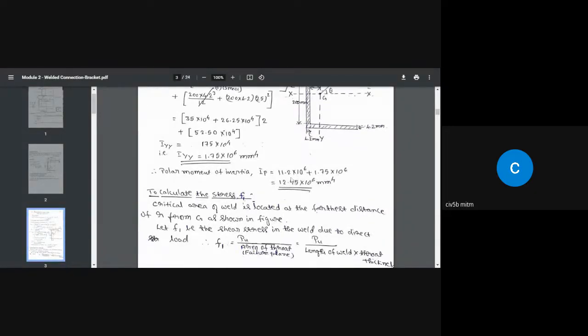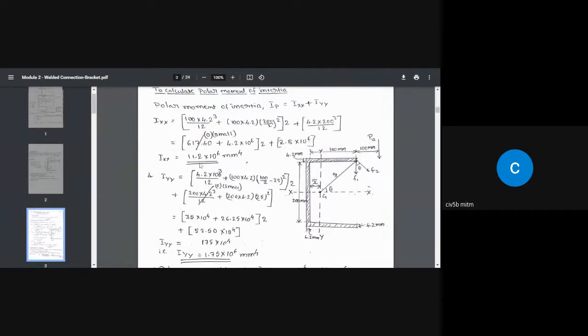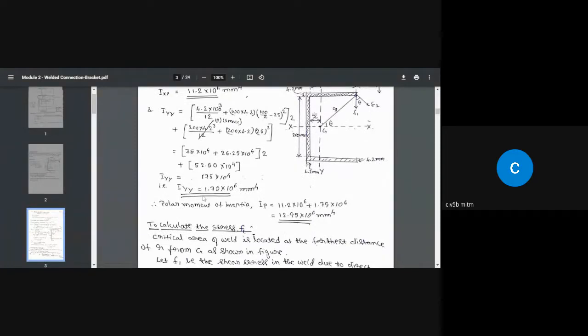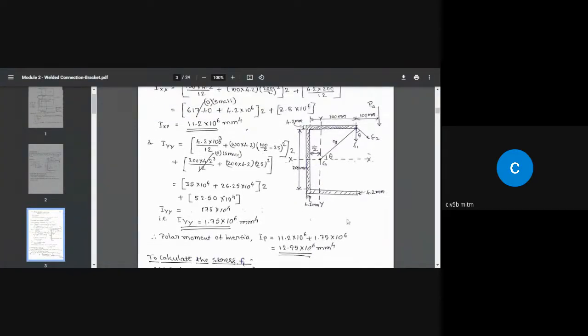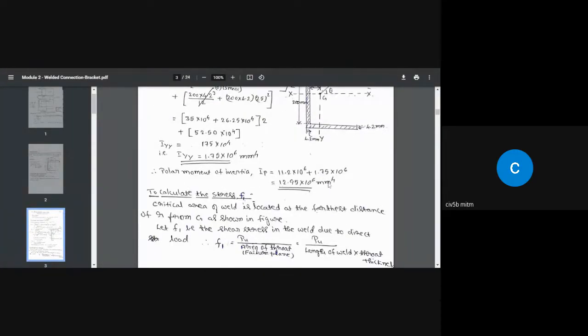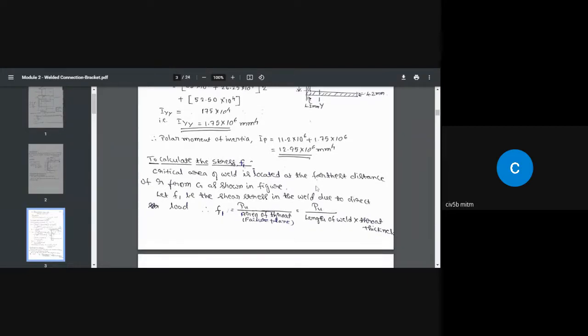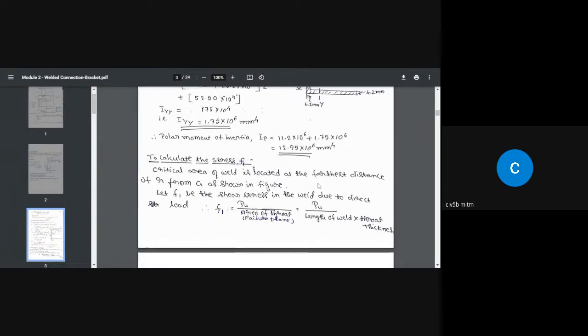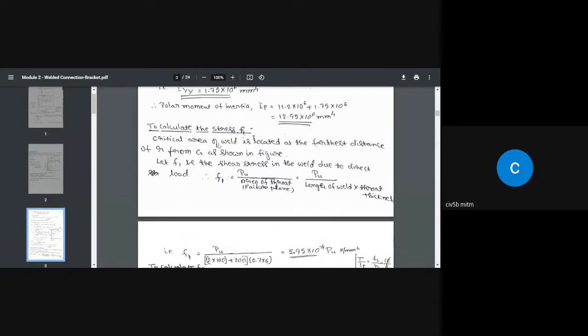So for the polar moment of inertia, we have two values, Ixx and Iyy. Add those two numbers to get the IP value equal to 12.95 multiplied by 10 to the power of 6 millimeter to the power of 4. Okay, so we have the polar moment of inertia. Keep it aside. Next we'll find out what the F1 value is.